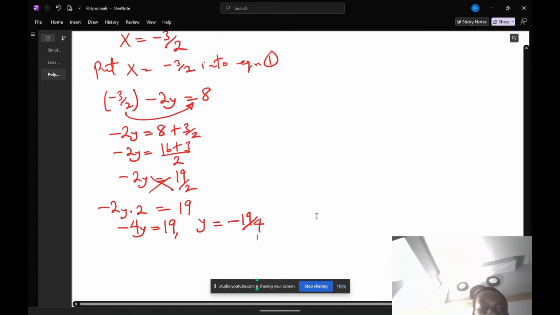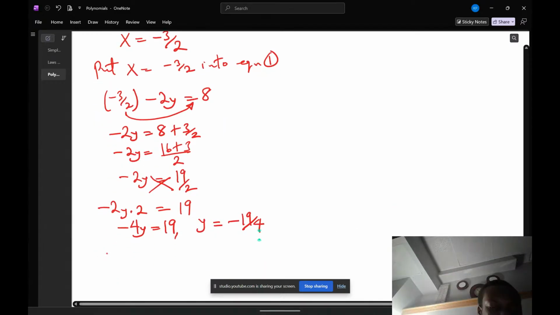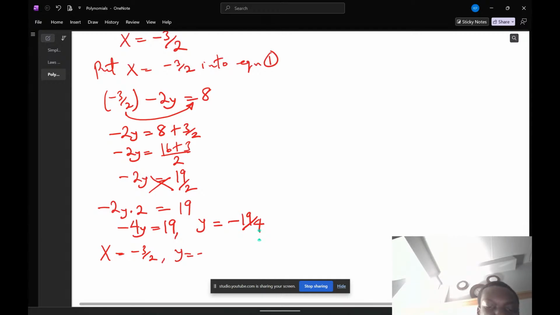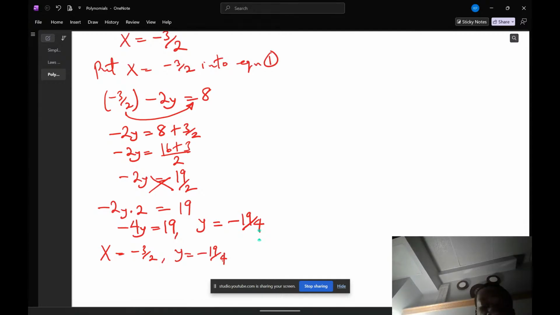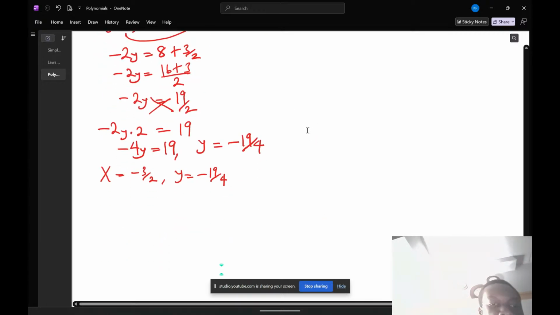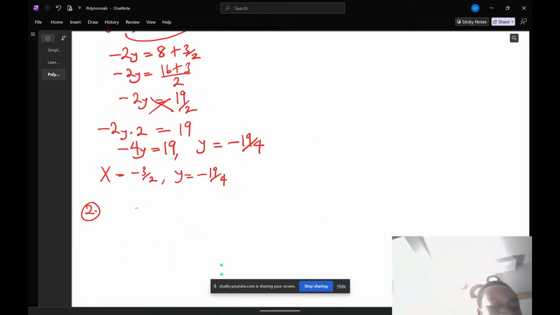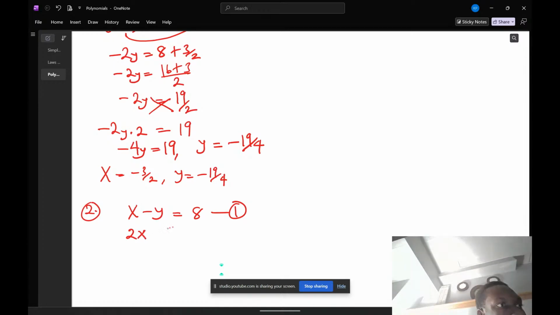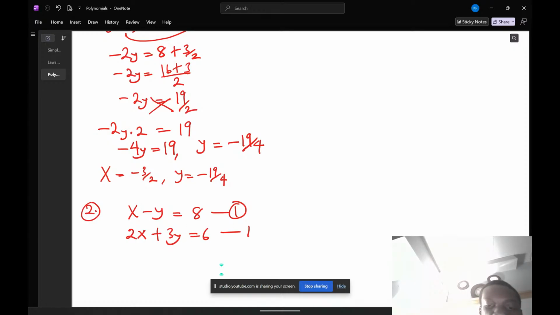So now we have that x is equal to minus 3 over 2 and y is equal to minus 19 over 4. Okay, another one, we can have another equation: x minus y is equal to 8. Okay, equation 1, and 2x plus 3y is equal to 6. Okay, that's equation 2.